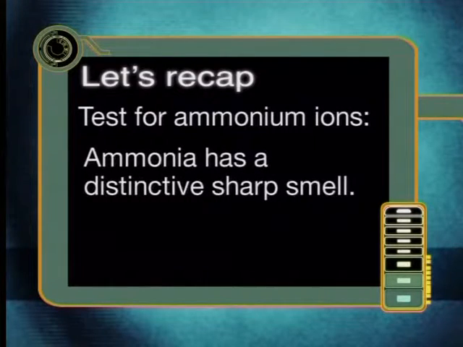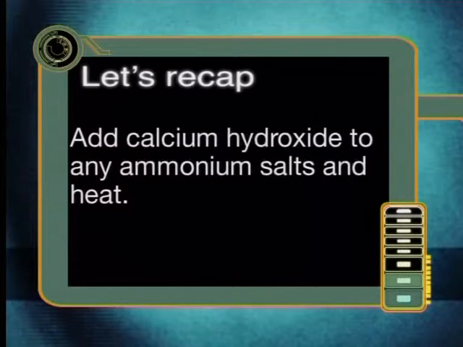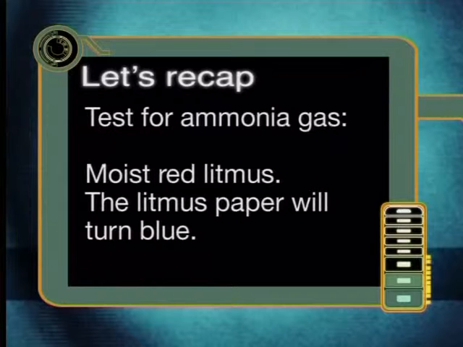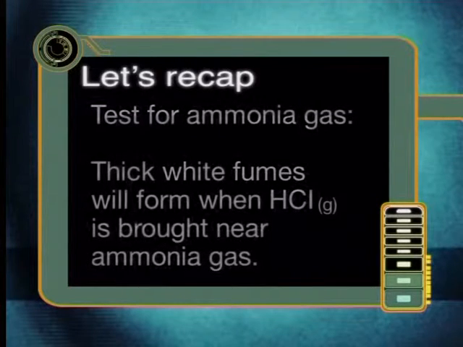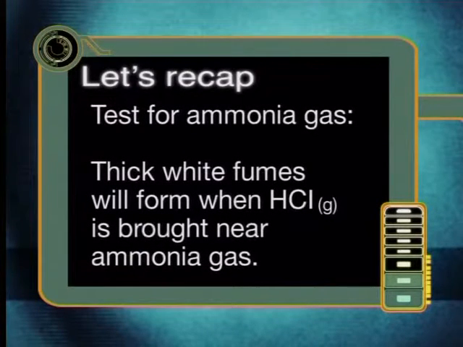Here are our tests for the ammonium ion. First of all, ammonia has a distinctive sharp smell. Now when calcium hydroxide powder is added to any ammonium salt and heated, large quantities of ammonia gas will be given off. We can test for ammonia gas by using moist red litmus, where the litmus paper will turn blue, or using hydrogen chloride gas, where thick white fumes will form when hydrogen chloride gas is brought near ammonia gas.